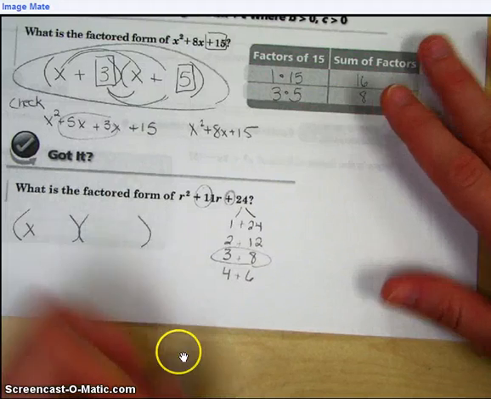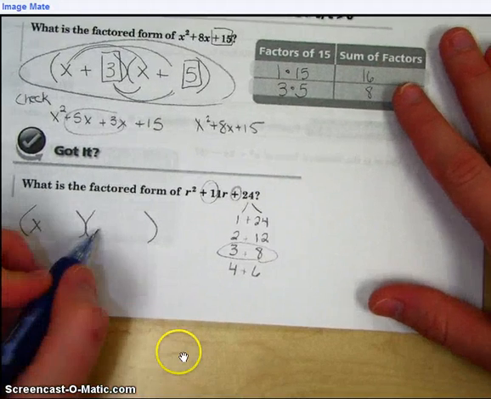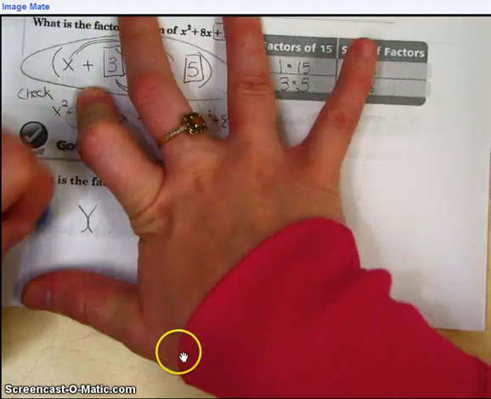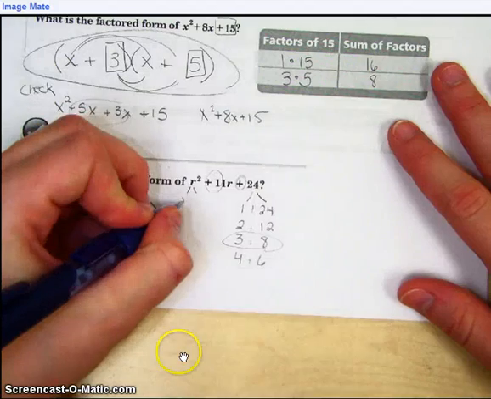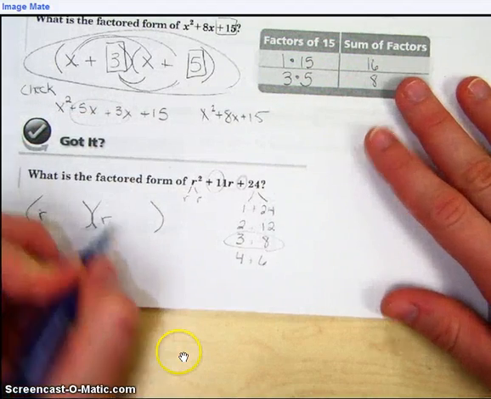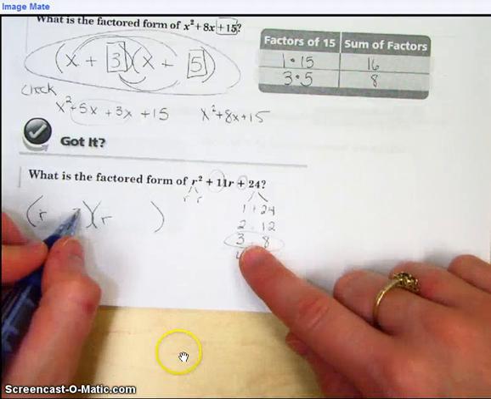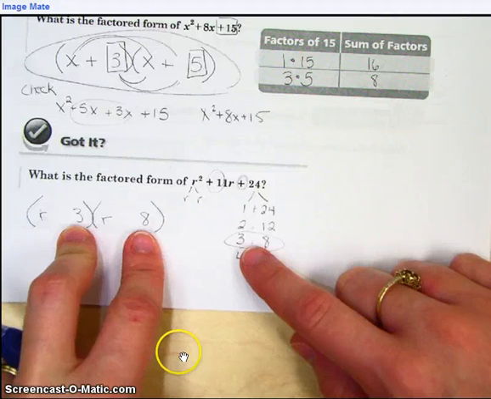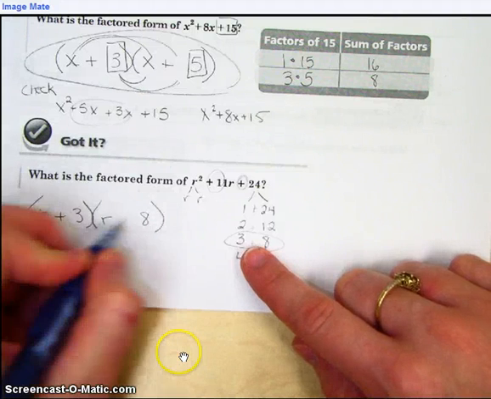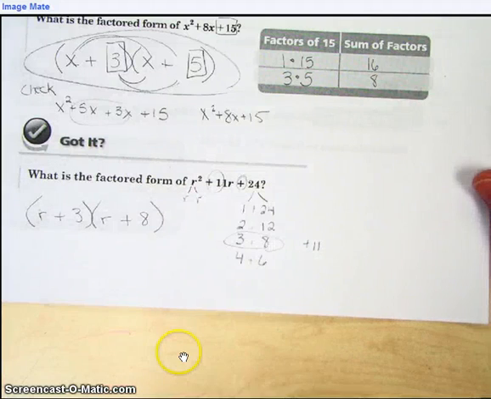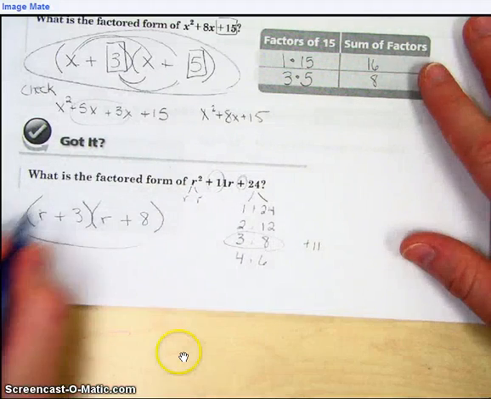So when we do our double parentheses to factor it, we would do x and x, or not x and x, excuse me, this one is r and r, not x and x. So we'll do r and r, and then 3 and 8. A lot of people will say, can I make that 8 and 3 instead of 3 and 8? Absolutely. These are both plus because we needed a positive 11. That's the factored form.